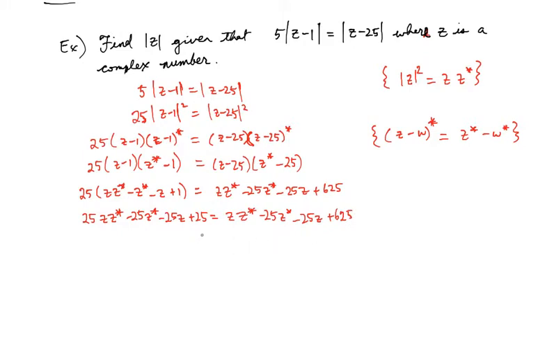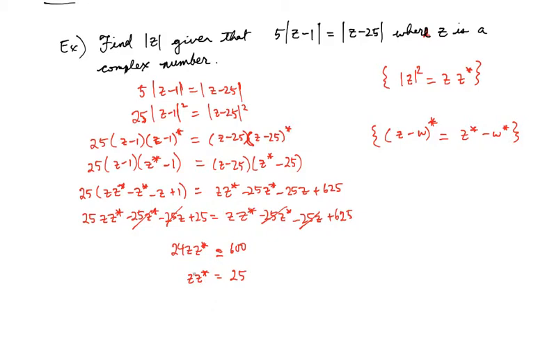If I start simplifying, you can see that the minus 25z star terms would cancel, and the 25z terms would cancel too. Let's move the z star terms over here and the constants over there. So we're left with 24 z z star equals 625 minus 25. That's 600. And if I divide both sides by 24, I believe I will get 25.